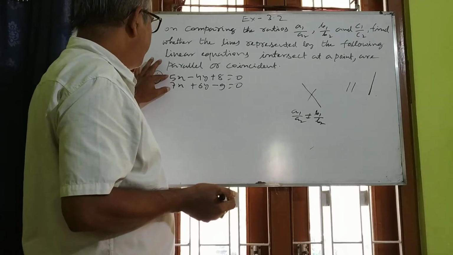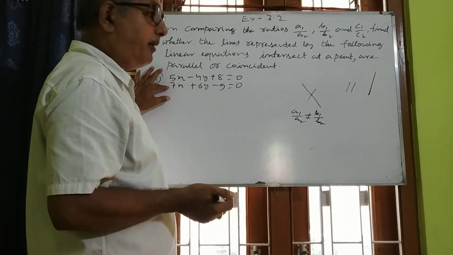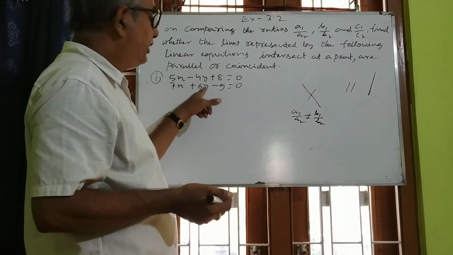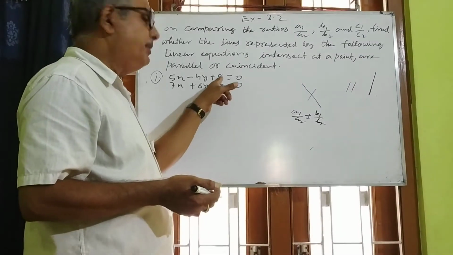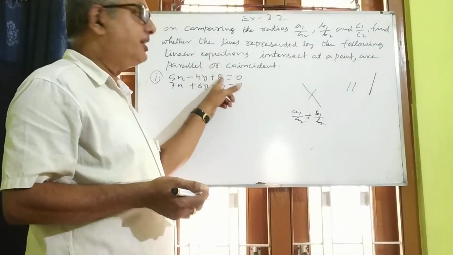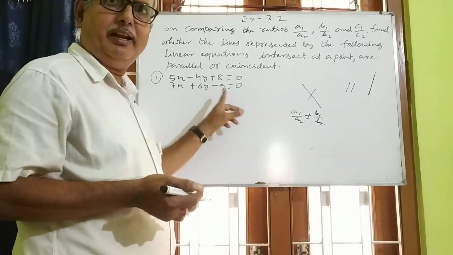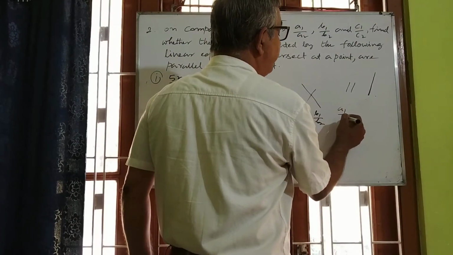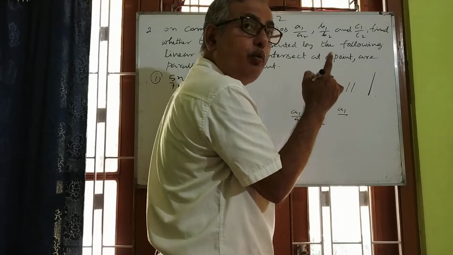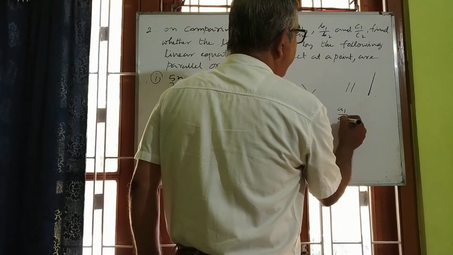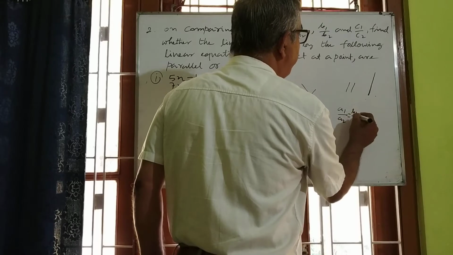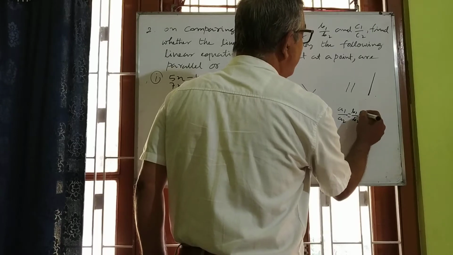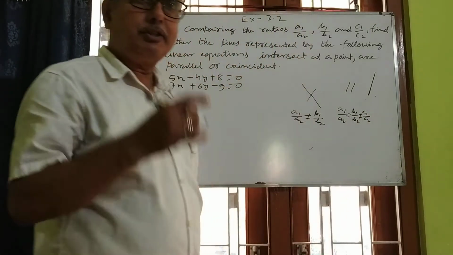Here A1 means 5, A2 means 7. B1 means coefficient of y you see, -4, and B2 means what? 6. C1 means what? 8, and C2 means -9. Here you see A1 by A2. In this case, what will happen when they are parallel? A1 by A2 is equal to B1 by B2 is not equal to C1 by C2.